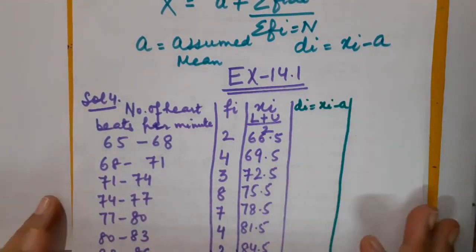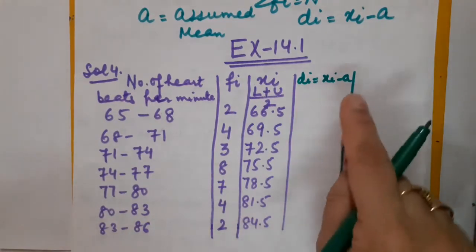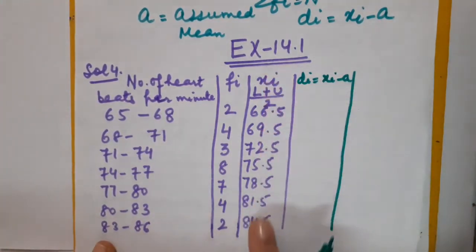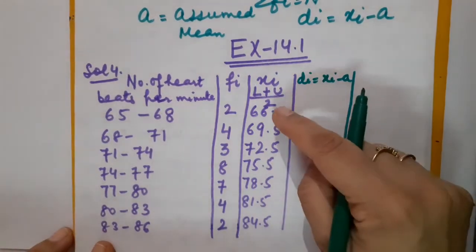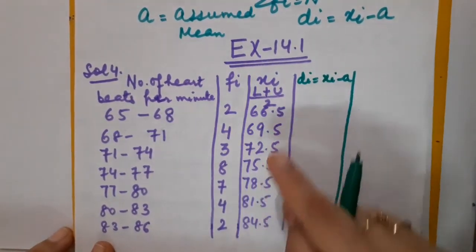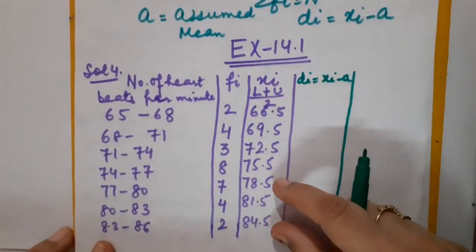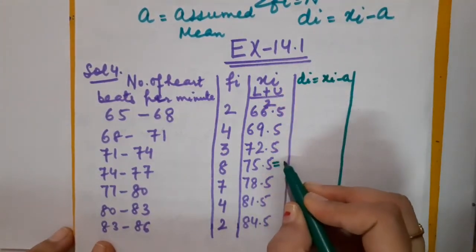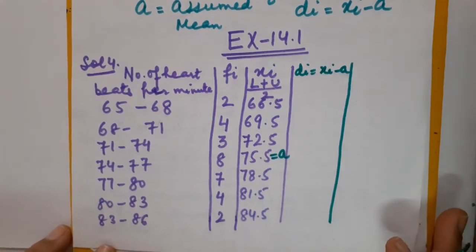Correct? So now the question arises that first of all we have to consider some value out of this list of Xi which we can consider as assumed mean, that is A. So you can see 1, 2, 3, 4, 5, 6, 7. This is an odd number. So you can leave the last 3, you can leave the topmost 3, and the middle value can be chosen as assumed mean.